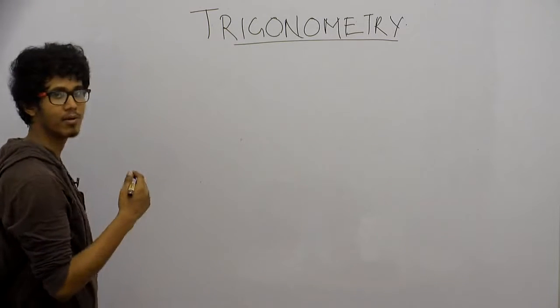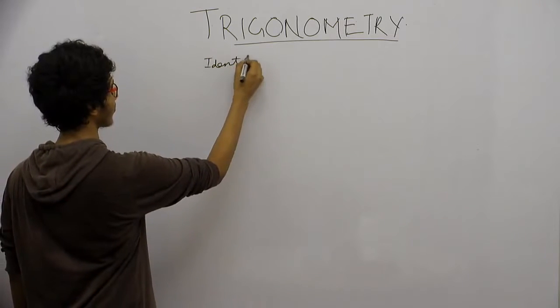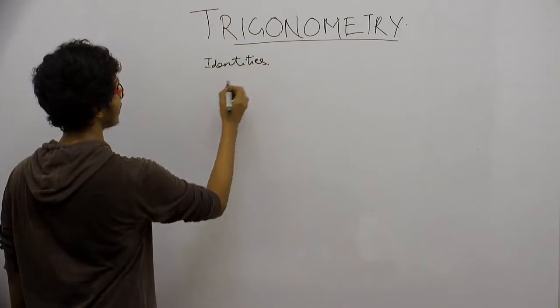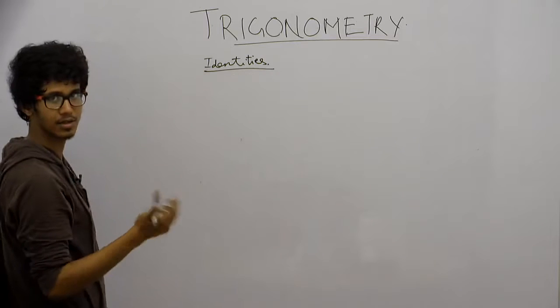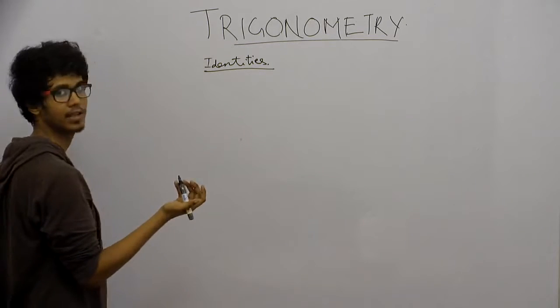Now we will learn about some of the trigonometric identities. Let me just first state the trigonometric identities and then I'll proceed to explain how and where they come from.